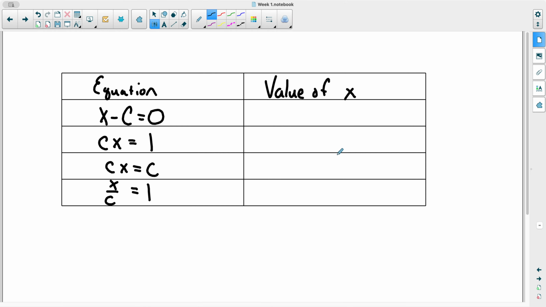Quick table. So if we have an equation of x minus c equals 0, what is the value of x? So if we add c to both sides, x is equal to c. If it is c times x equals 1, then we would divide both sides, and so x would equal 1 over c. If we had cx equals c, and we divided both sides by c, x would equal 1. And if it was x divided by c equals 1, we would multiply both sides by c, and x would equal c.